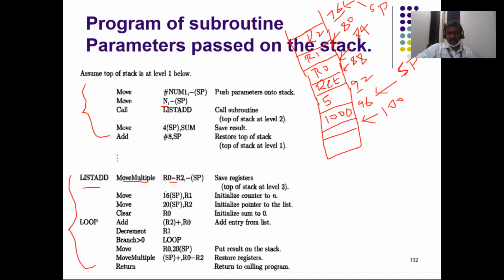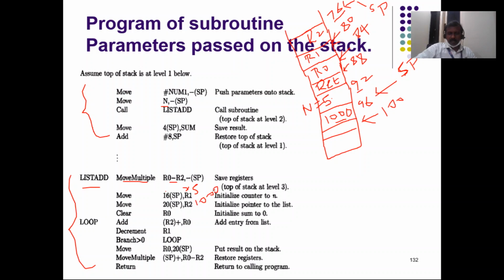This is nothing but N, and N is equal to 5. So that n, the count of how many numbers you want to add, is now moved to R1. Now R1 contains 5. Then 20 comma SP to R2: 76 plus 20 is 96. That is the address of the first number, which is now moved to R2. So R2 will have 1000.